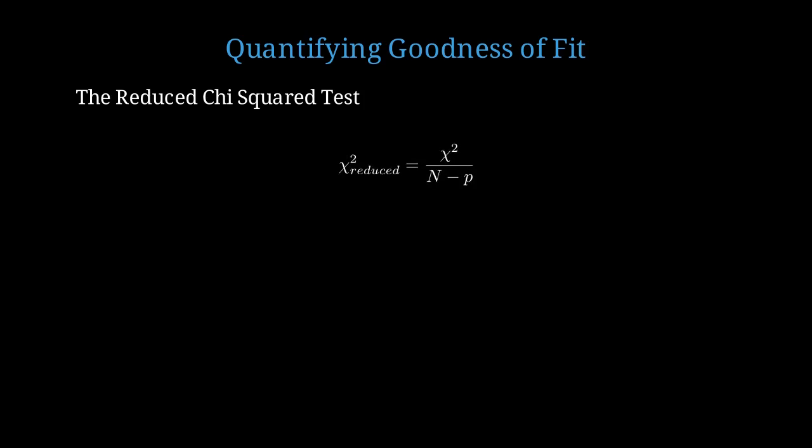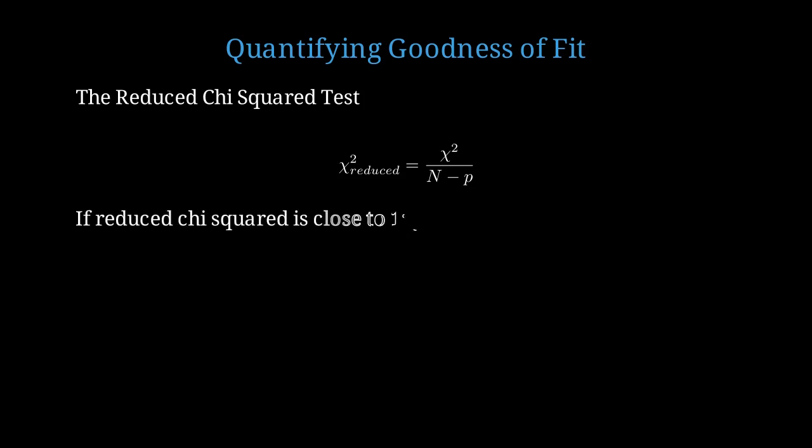But here's the critical question. How good is this fit? How confident can we be in this value? We need quantitative measures to assess whether our model is actually valid. One key metric is the reduced chi squared, written as chi squared divided by the number of degrees of freedom. Reduced chi squared equals chi squared divided by n minus p, where n is the number of data points and p is the number of parameters we're fitting.